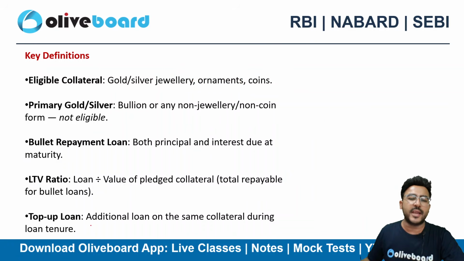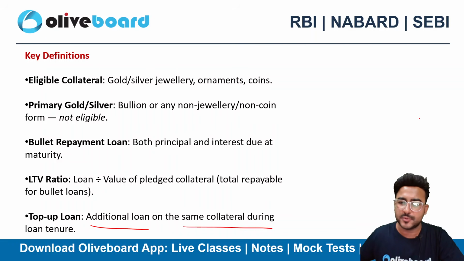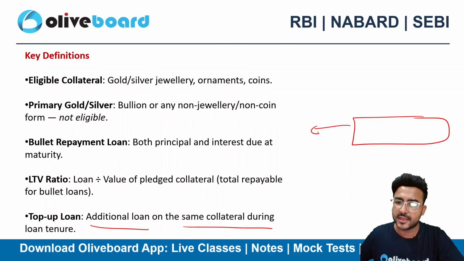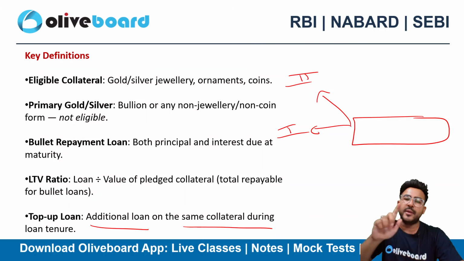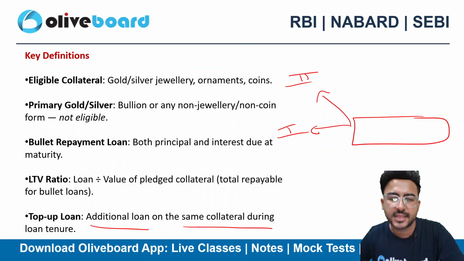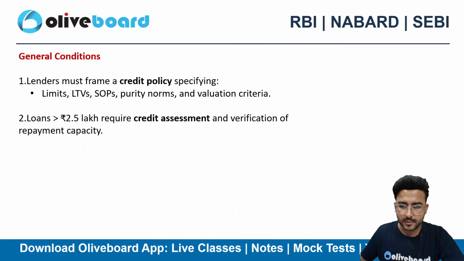What is a top up loan? Additional loan on the same collateral. Let's suppose I have the same collateral. I have taken a primary loan. Now I am taking a top up loan on top of it, right? Same security पे एक और loan लेना, that's nothing but a top up loan, right?